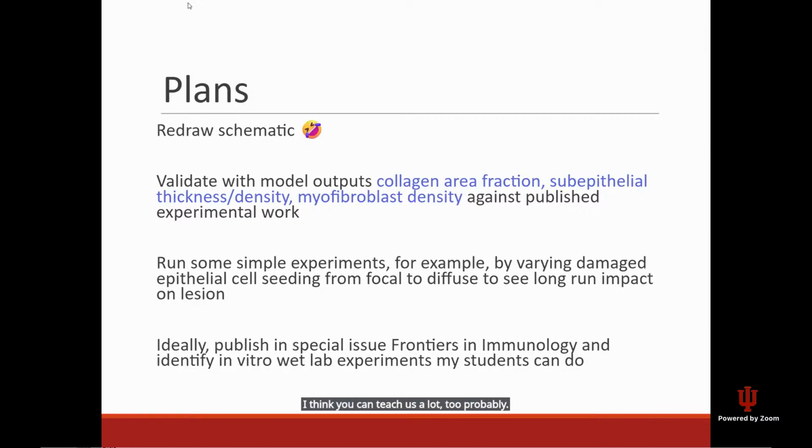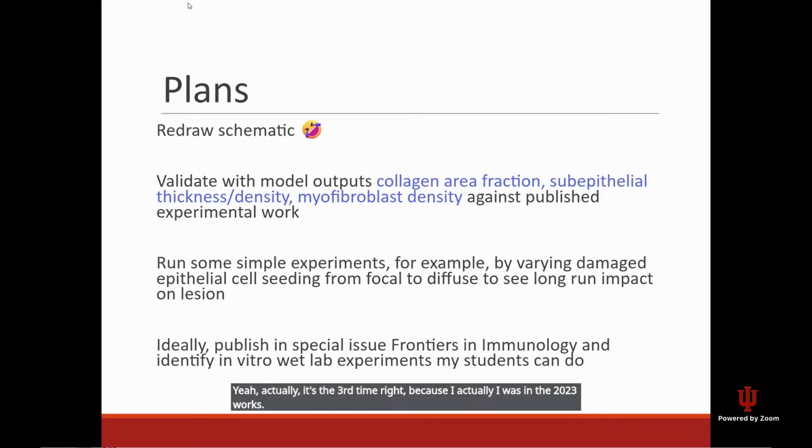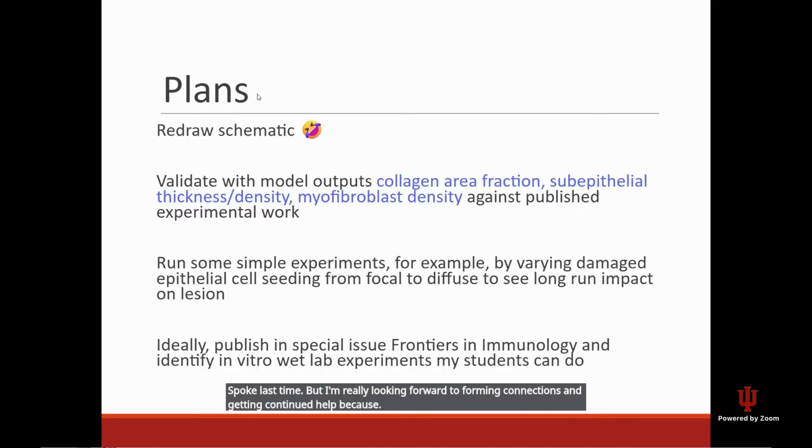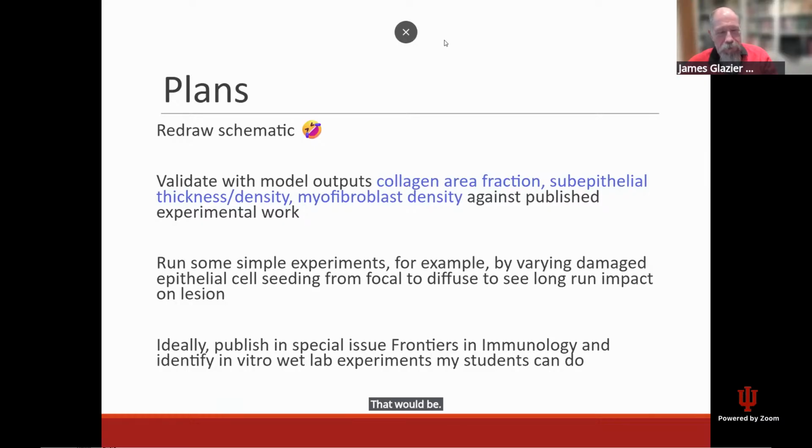Yeah, actually, it's the third time, right? Because I was in the 2023 workshop and built an M1, M2 polarization. That's why I did the AI tools, because I'm getting tired of relearning CompuCell3D. I want this to be the last time. But yeah, I'm really looking forward to forming connections and getting continued help because I would love to publish in that special issue in May. That would be fabulous. Hope we could do that.